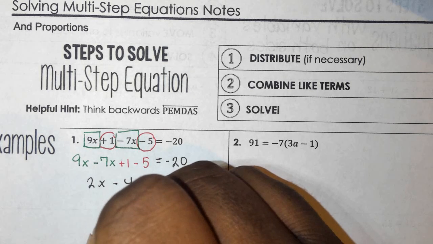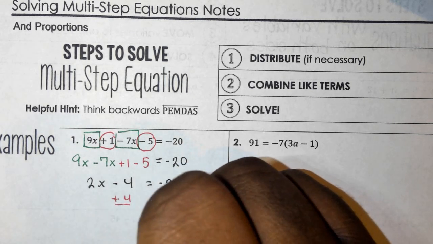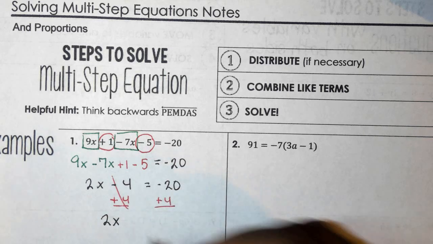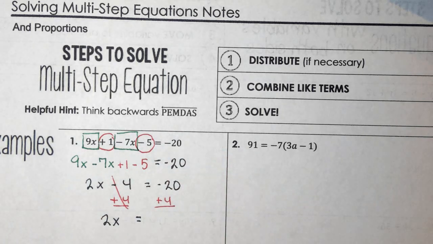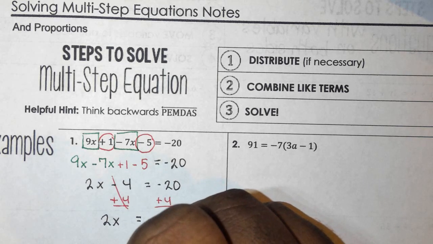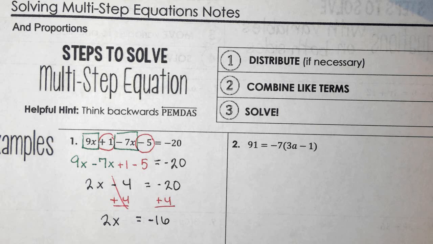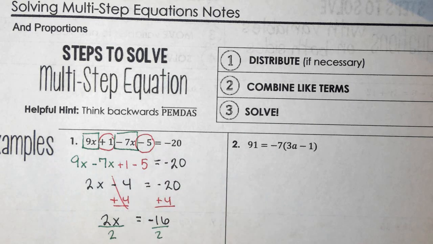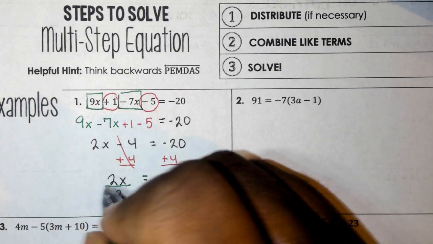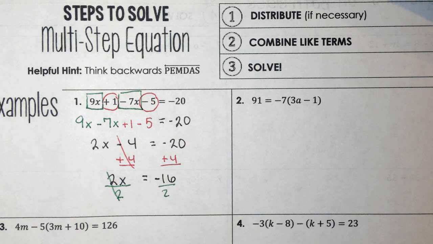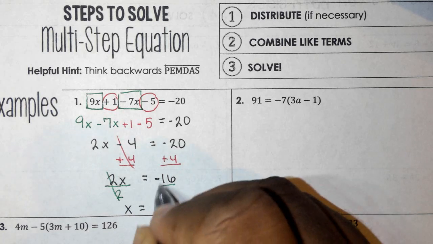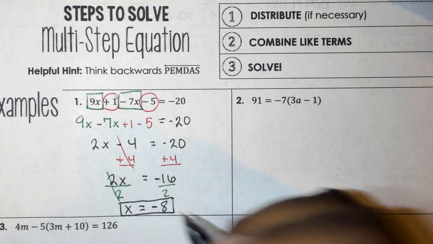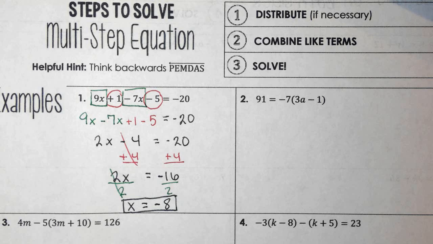First step, I'm going to add 4 to both sides. Cancel. Leaves me with 2x on this side equals negative 20 plus 4. It's going to leave me with negative 16. And then my last step is going to be to divide by 2. Cancels. Leaves me with x. x equals negative 16 divided by 2, negative 8. Alright. Moving on to our next one.